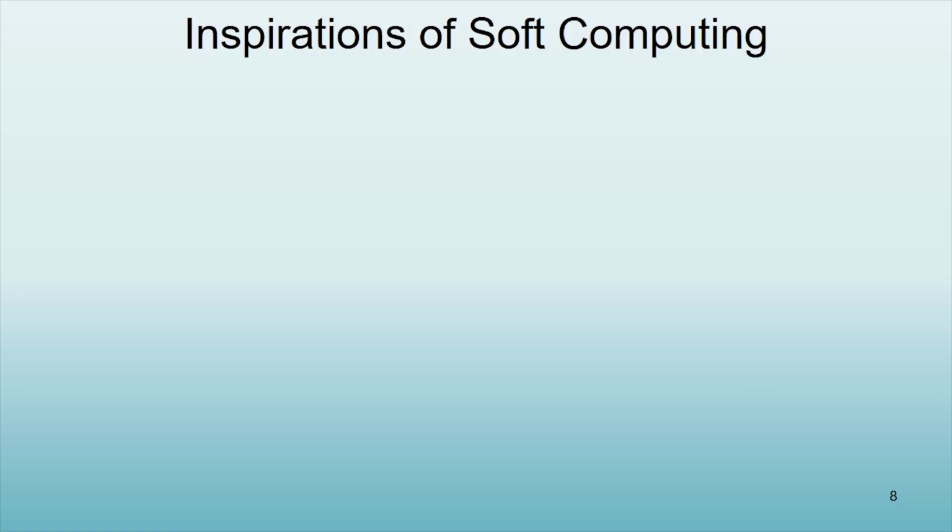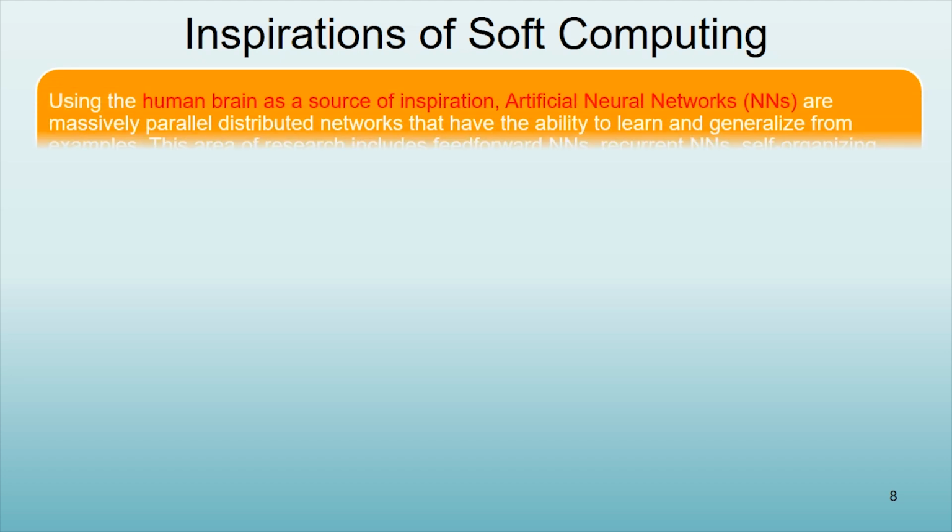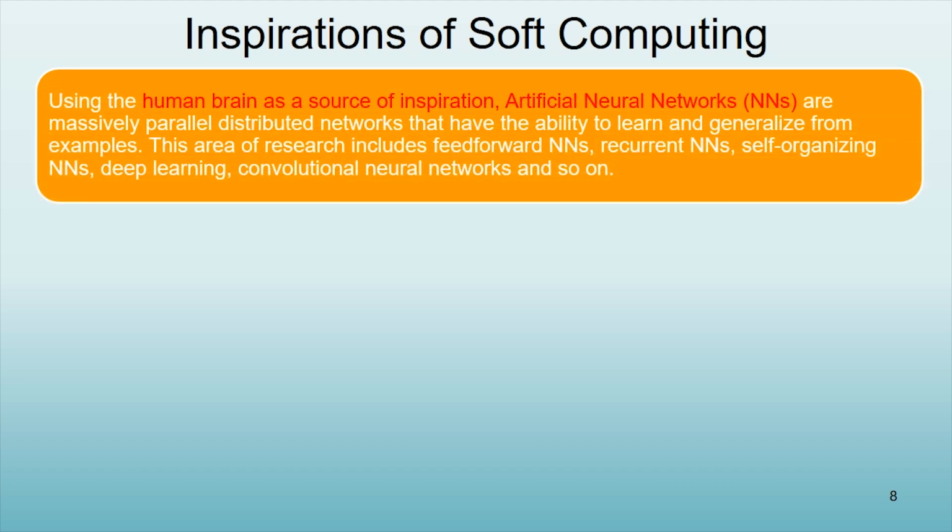So in general, what are the inspirations of soft computing? Again insisting that we use the human brain as the source of inspiration. What is the model that comes out of this inspiration from the human brain? Definitely it is artificial neural network. You can view this artificial neural network as a parallel distributed system that is massively connected like a mesh, with a lot of neurons highly interconnected with one another. There are many types of models in it: feed forward, recurrent, self-organizing, convolutional, deep. So many things are there.